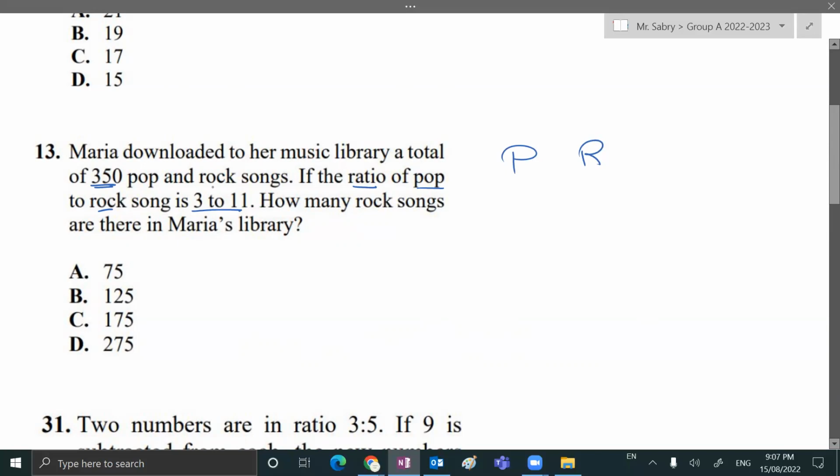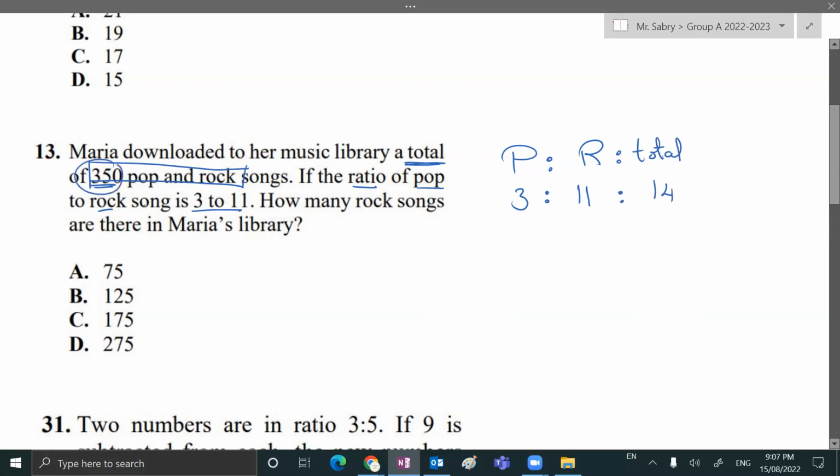So they said pop to rock. So pop first and then rock second. The ratio came 3 to 11. I write it this way: 3, then these two dots, and then 11. This is how I write or translate the ratio. They then told me Maria downloaded to her library a total of 350 pop and rock all together. So this means that I need to find a total for the ratio as well. So what's the total ratio? It's 3 plus 11, which is 14.